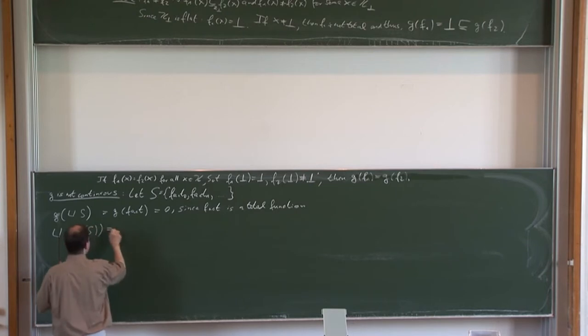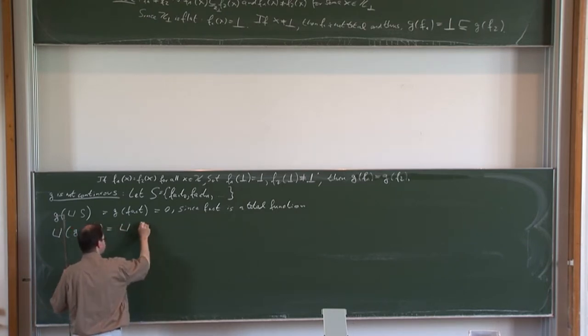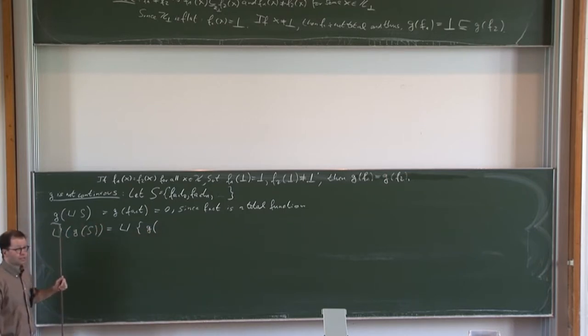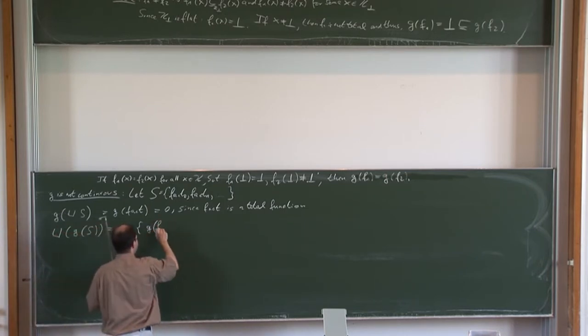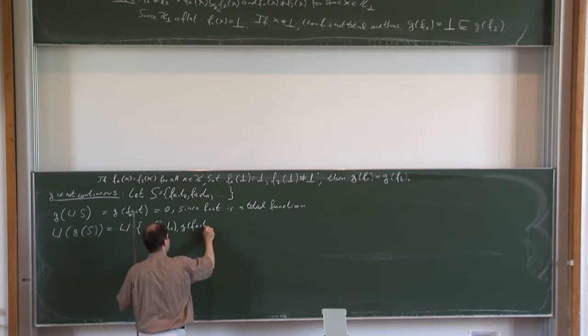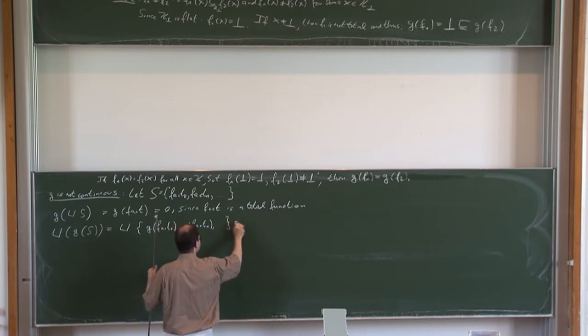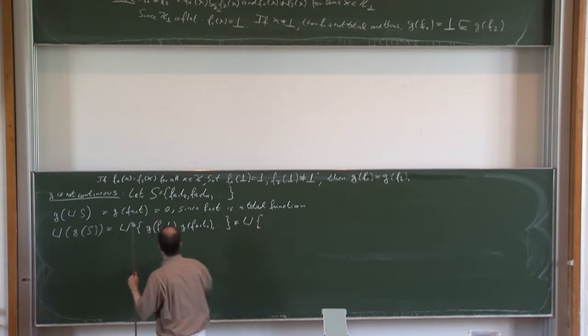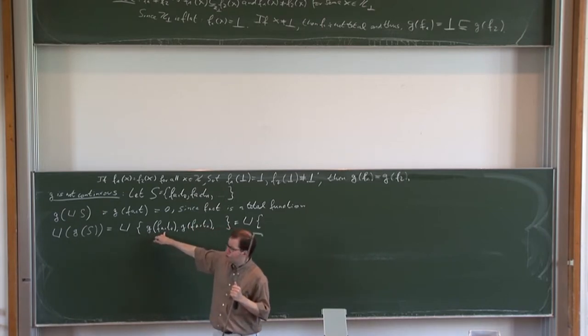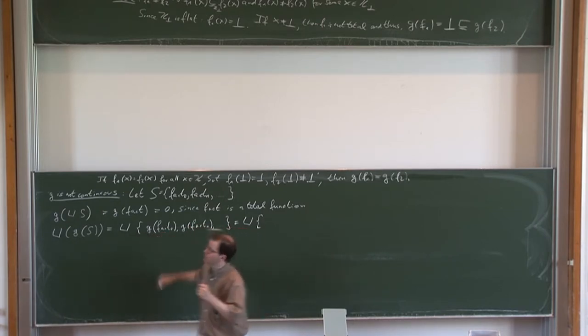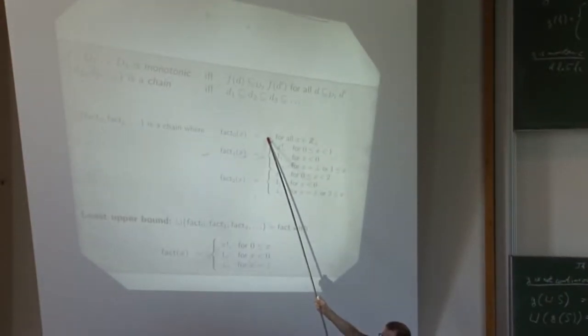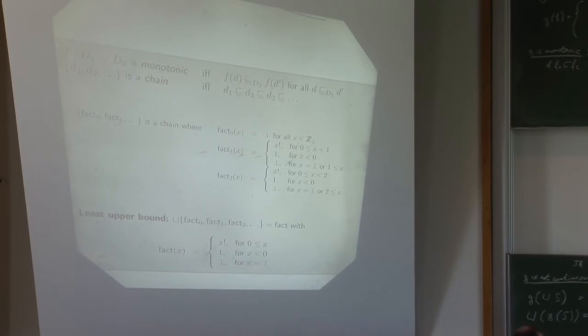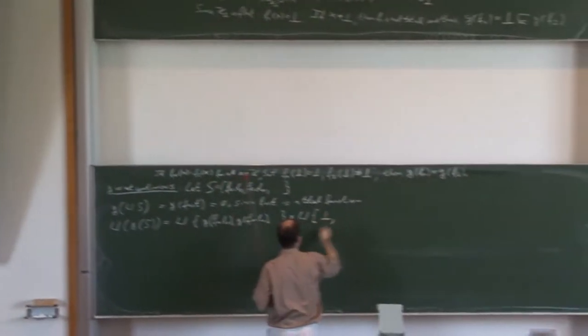And now here, we take the least upper bound of this set. It's the set where g is applied to all the elements of S. Now the elements of S are fact 0, fact 1, and so on. Now how do they look? For fact 0, g checks whether it's a total function. Now fact 0 is clearly not a total function. It always returns undefined. So since fact 0 is not total, g returns bottom.